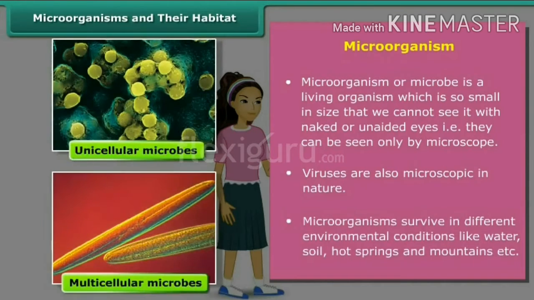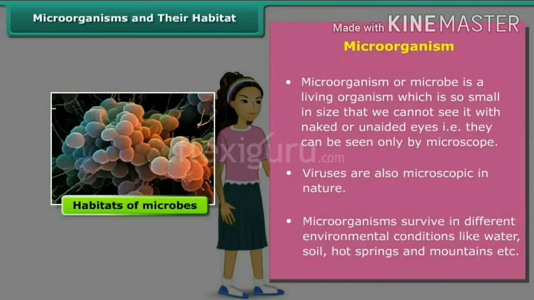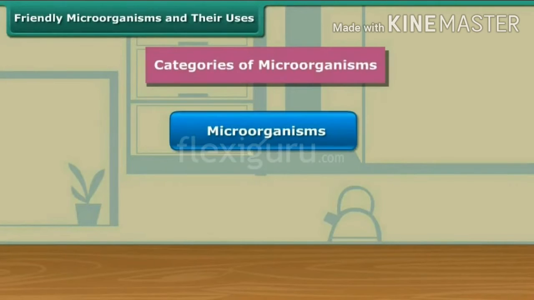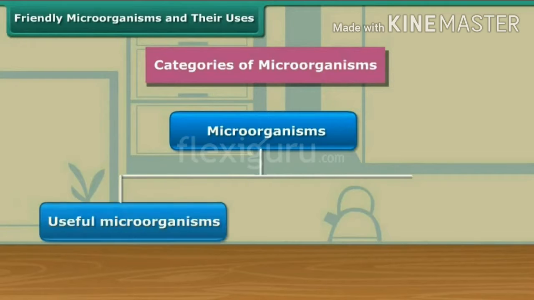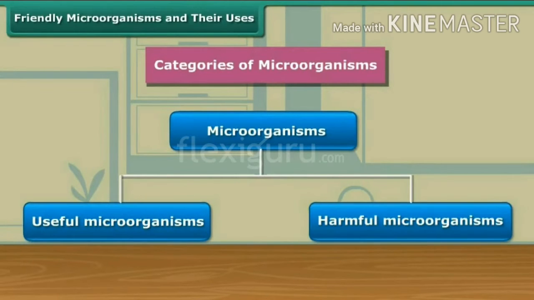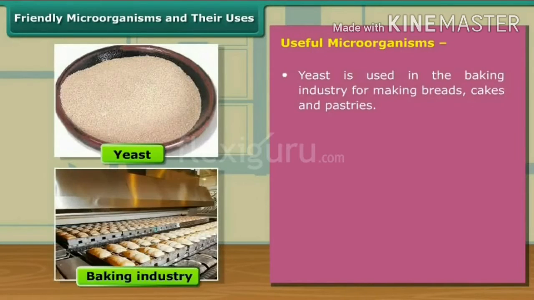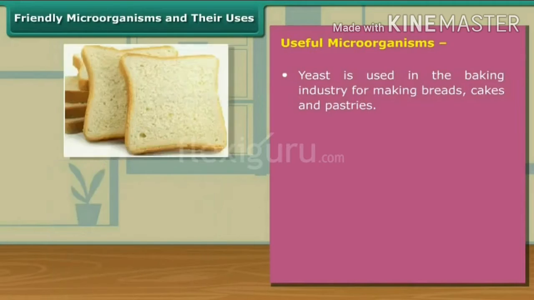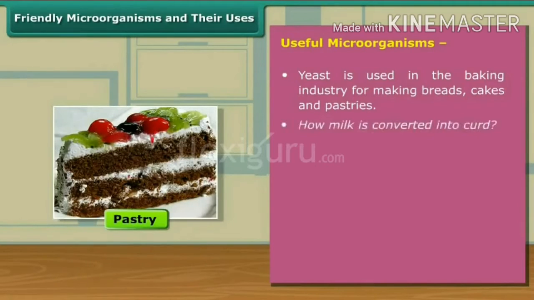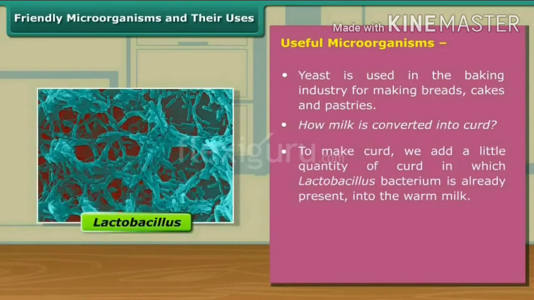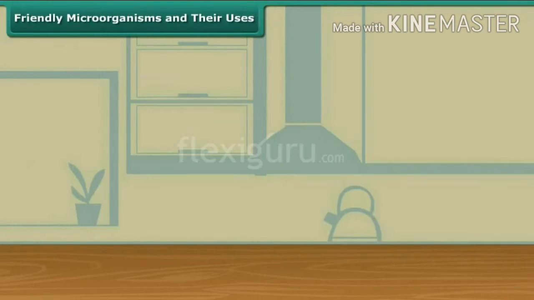Microorganisms can survive in different environmental conditions. Dear students, these microorganisms are broadly categorized into useful microorganisms and harmful microorganisms. Now we discuss the friendly activity of microorganisms in detail. One such friendly microorganism is yeast. Yeast is used in the baking industry and our homes for making breads, cakes and pastries, etc. The bacterium Lactobacillus is useful to make curd from milk.